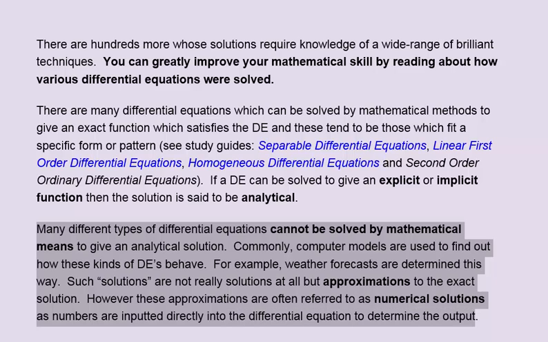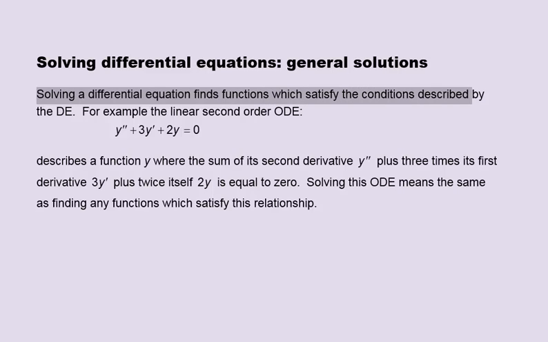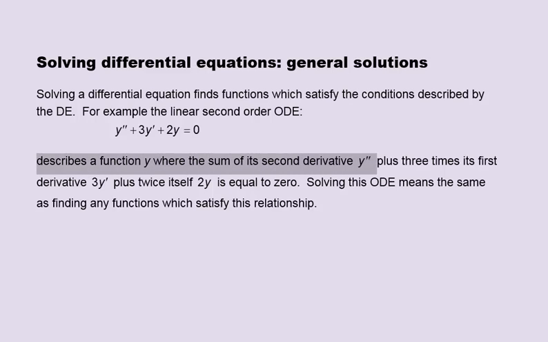Solving differential equations. General solutions. Solving a differential equation finds functions which satisfy the conditions described by the DE. For example, the linear second order differential equation y double prime plus 3y prime plus 2y equals 0 describes a function y where the sum of its second derivative y double prime plus 3 times its first derivative 3y prime plus twice itself 2y is equal to 0. Solving this ODE means the same as finding any functions which satisfy this relationship.